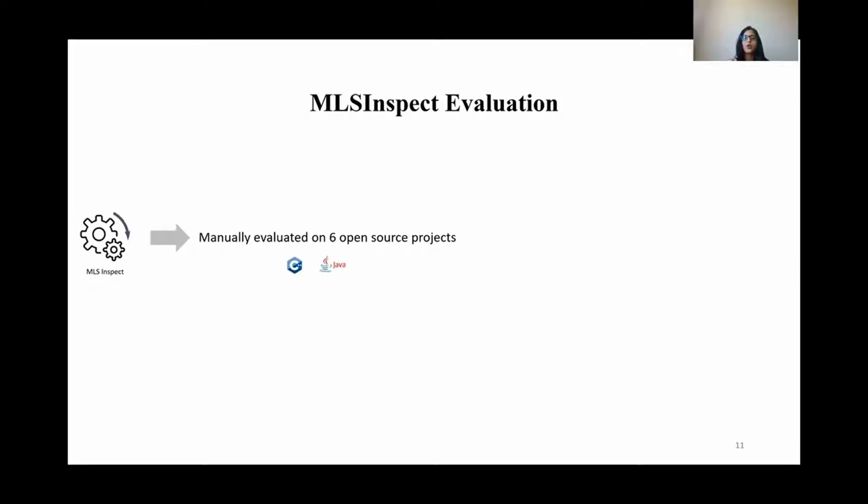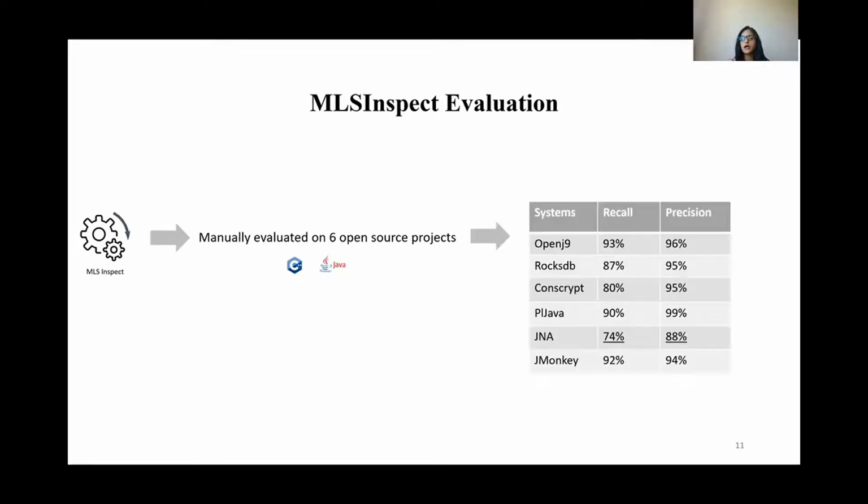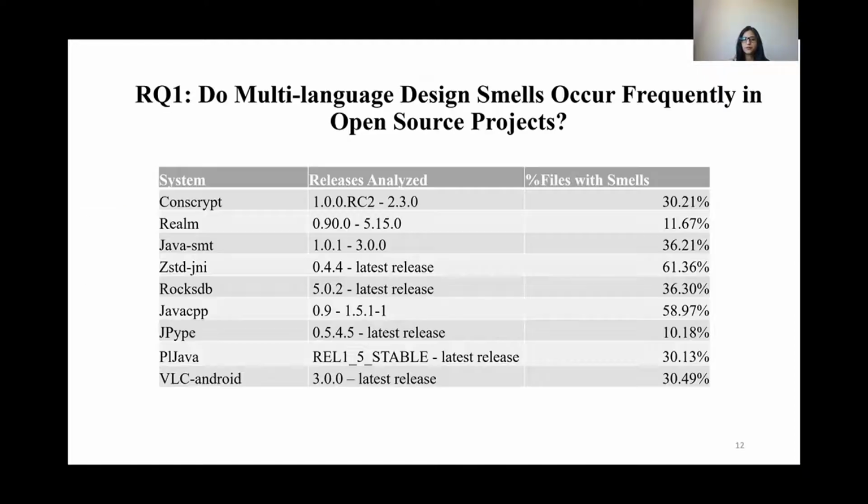The approach was evaluated on 6 JNI projects, and we computed the recall and precision, and we report a minimum of 74% of recall and 88% of precision.